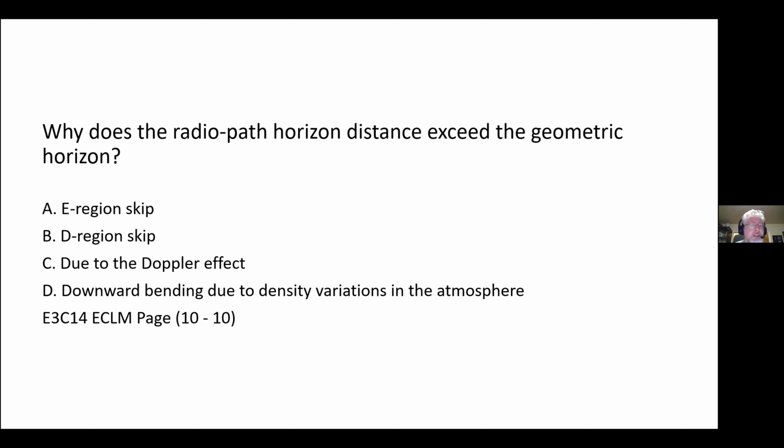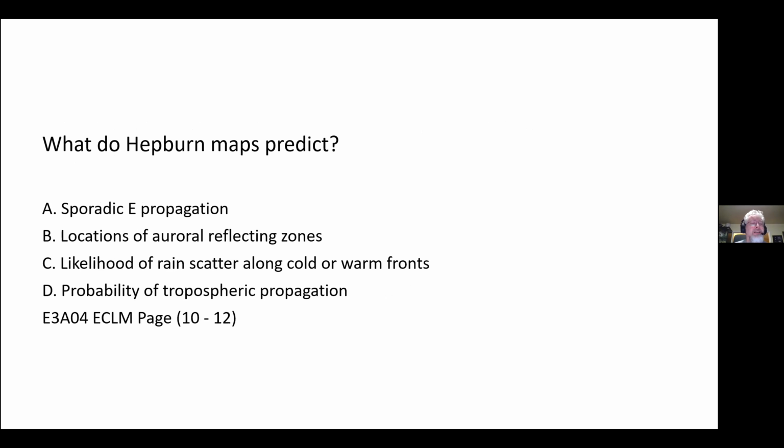B, the D region skip. C, due to the Doppler effect. Or D, the downward bending due to density variations in the atmosphere. Delta, the longest question. Downward bending due to density variations in the atmosphere is correct.